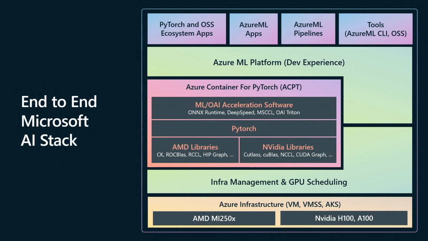This is what all the workloads that are using our current cluster of thousands of GPUs are actually using. At the bottommost level, we have the Azure infrastructure, which supports virtual machines, virtual machine scale sets if you are building a cluster, as well as Kubernetes. Azure Kubernetes Service supports both AMD MI250X GPUs as well as NVIDIA GPUs. Then we have the Azure Machine Learning Platform. Look at it as two major areas: at the top level, you have the dev experience, and at the bottom level, you have all the infra management.